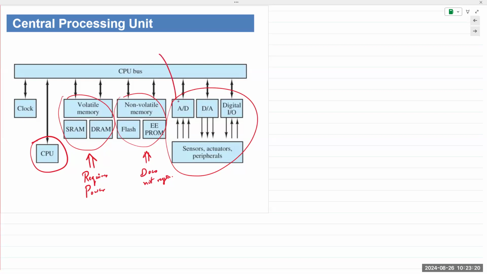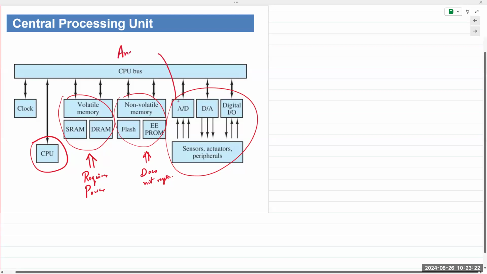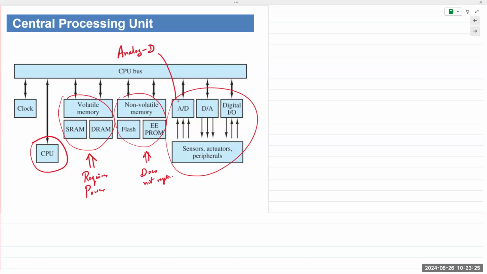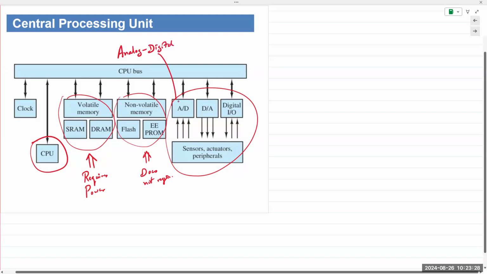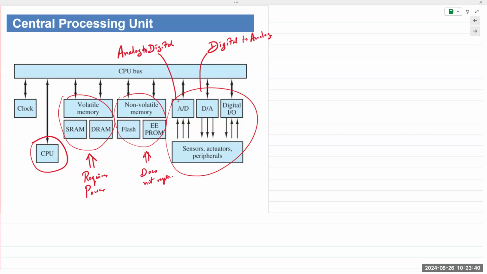to have a converter that can convert between the two forms, analog to digital or digital to analog. And these are simply known as A to D and D to A converters. So depending on what kind of sensors we are using, we need those kind of converters. And then, of course, everything is connected to the CPU via the bus.